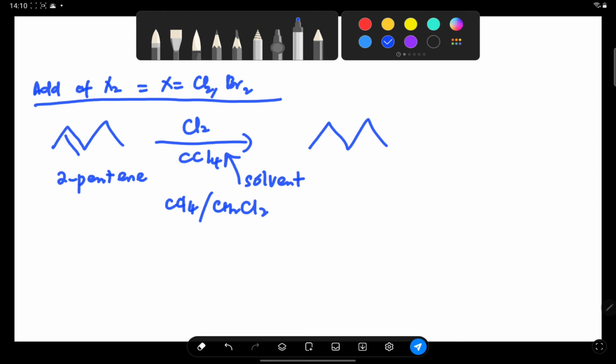So the addition is called a trans addition. It means that Br will add to the carbon-carbon double bond, but the configuration of Br is one up, one down. In trans configuration, or you can draw like this.